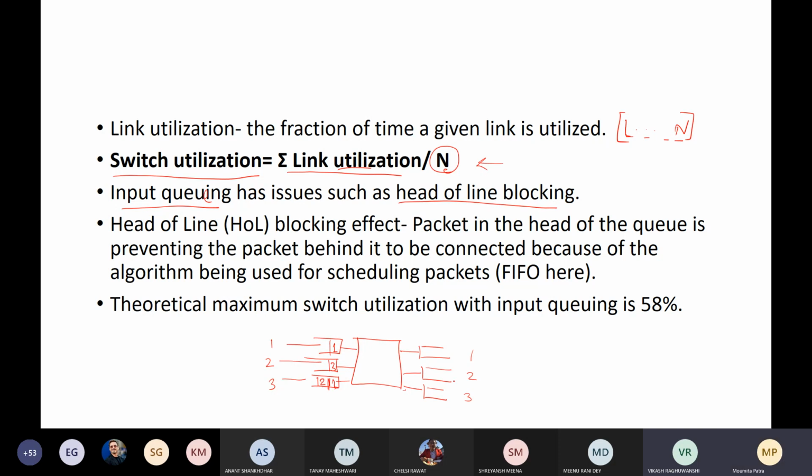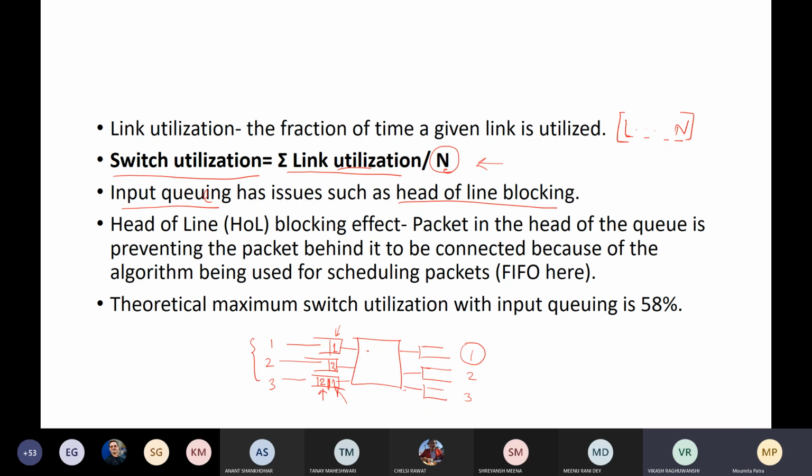Okay, 2 is free. Nobody in these input ports is asking for output port 2. So actually 2 is free, it can take this particular packet. But what's happening? There is a contention between this one at input port 1 and this one at input port 3 for the same output port, output port 1.